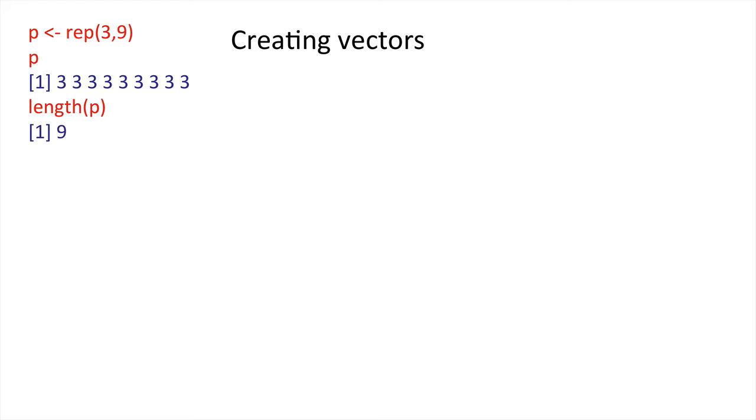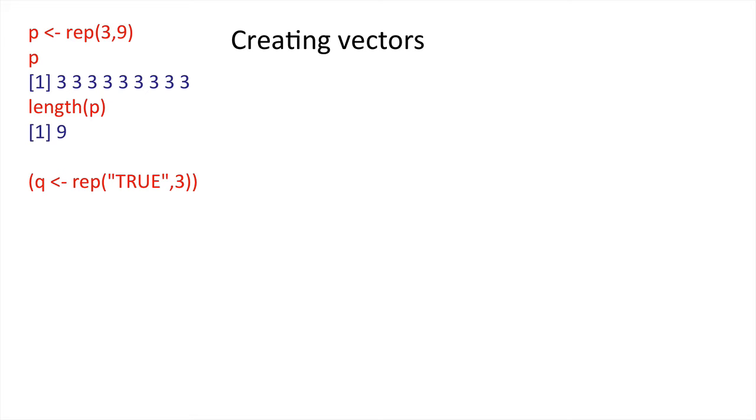Let's see more about creating vectors. Let's say instead of a sequence we want to create 3 nine times. We can use the simple command rep, and for this we'll define p as rep(3, 9), and then we'll see nine 3's all laid out. What's the length of p? Well, length of p is 9.